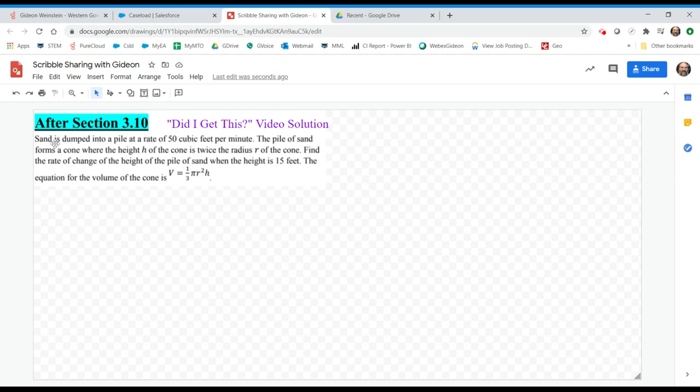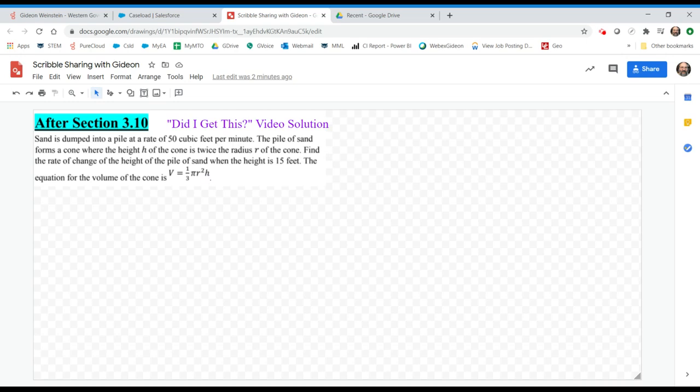Sand is dumped into a pile at a rate of 50 cubic meters per minute. The pile of sand forms a cone where the height h of the cone is twice the radius r of the cone. Find the rate of change of the height of the pile of sand when the height is 15 feet. The equation for the volume of the cone is V equals 1/3 pi r squared h.